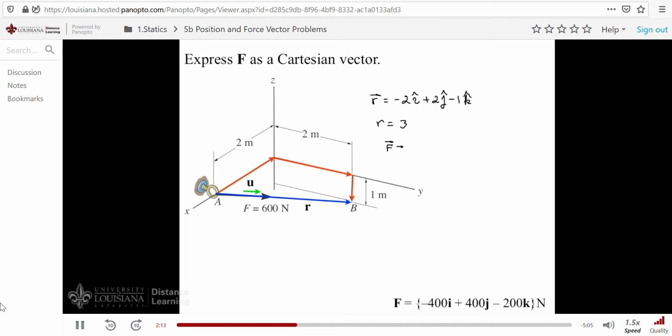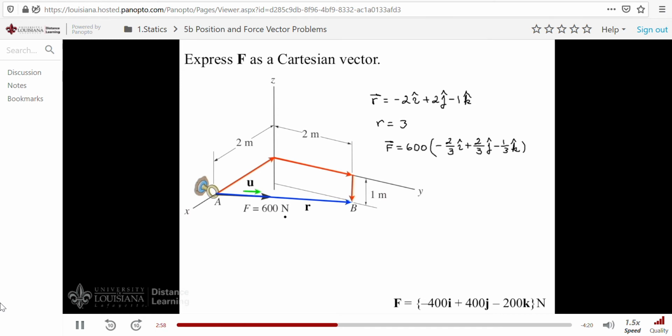What we do is we simply take its magnitude, which we know to be 600, and we multiply it by the unit vector, found by taking the vector r and dividing by its magnitude. So the first term would be minus 2 divided by 3, i, followed by plus 2 divided by 3, j, and finally you would have minus 1 over 3, k. When you multiply this out term by term, you get our result right down here. Notice that the magnitude of this would have to equal 600. You can check that if you care to.